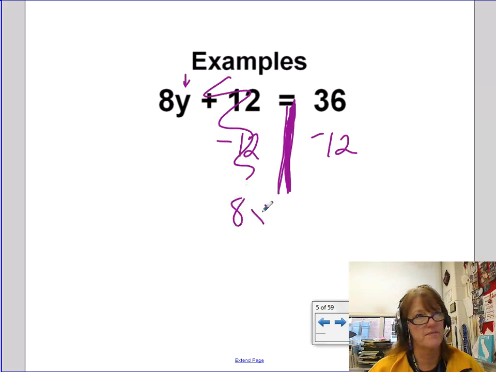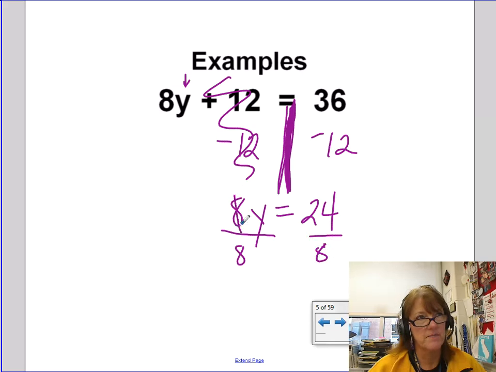Disappears. On this side, we have 24. Now, one more step to go, okay? But you have to make sure you show me on both sides. Divide by 8, divide by 8. 8 divided by 8 is 1. Show me that. And you end up with 3.